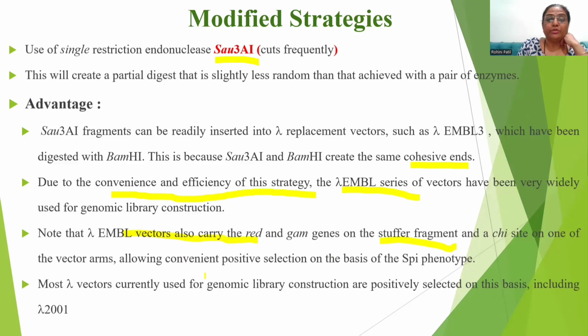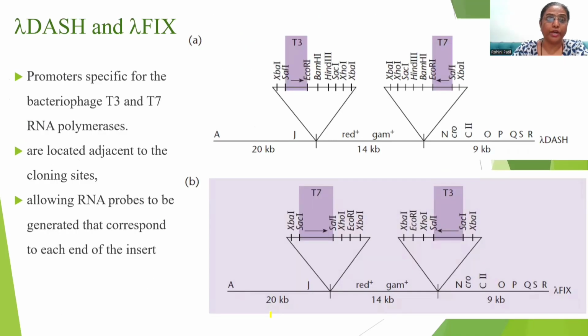Now, due to this, there is a positive selection, and the selection is done as a SPA phenotype. So here the screening is very easy for the lambda EMBL vectors. Just by observing the SPA phenotype, you can say whether the phages are recombinant or not. Okay, so the next vectors are lambda 2001, lambda dash, and lambda fix.